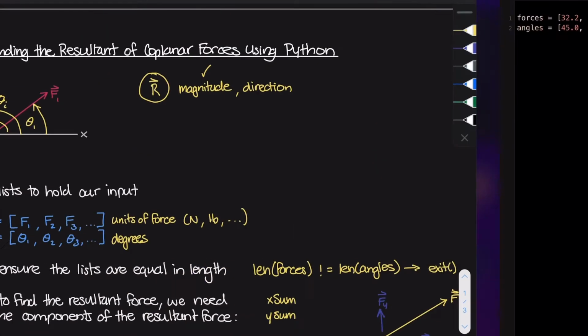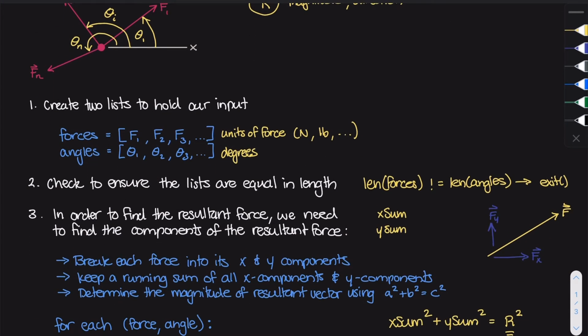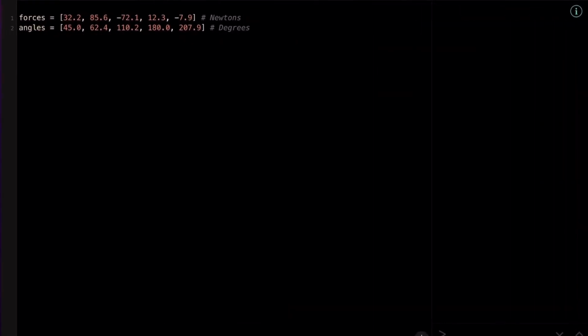Awesome. So if you remember back from our algorithm, that was kind of step one. So we've figured out step one here. We need input for forces and angles. Secondly, we wanted to check to ensure that the lists are equal in length. Now, if they are not equal in length, we just need to exit the program and tell the user that, hey, go ahead and check your input forces and your input angles and try again.